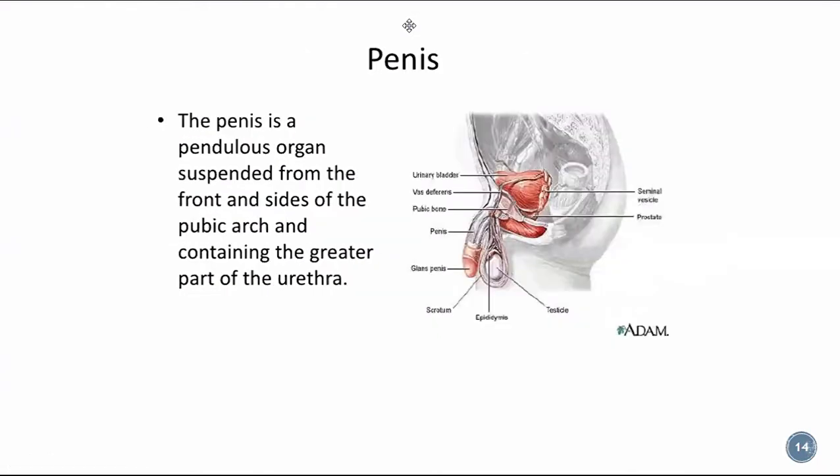First is the penis. The penis is the pendulous organ. It suspends from the sides of the pubic arch. It contains the greater part of the urethra. So the majority of the urethra is contained in the penis.